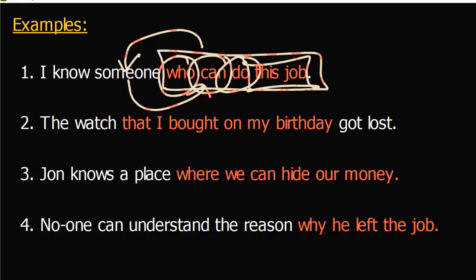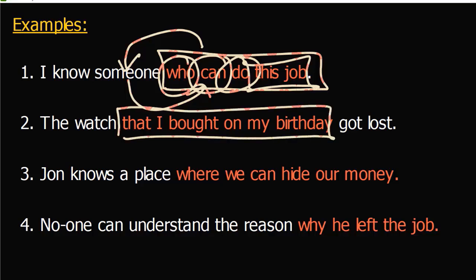The watch that I bought on my birthday got lost. Which watch are you talking about? The watch got lost. Which watch? The watch that I bought on my birthday. So it's giving essential information about the noun watch, helping us to identify the watch the speaker is talking about. That is the conjunction. I is the subject, bought is the main verb. On my birthday is a prepositional phrase, again functioning as an adjective, modifying the noun watch.